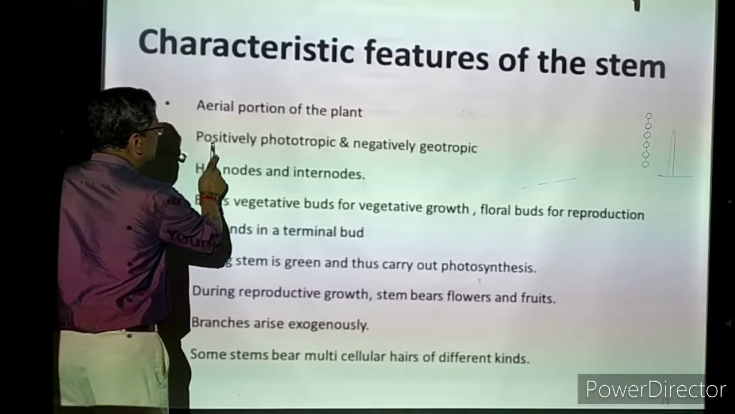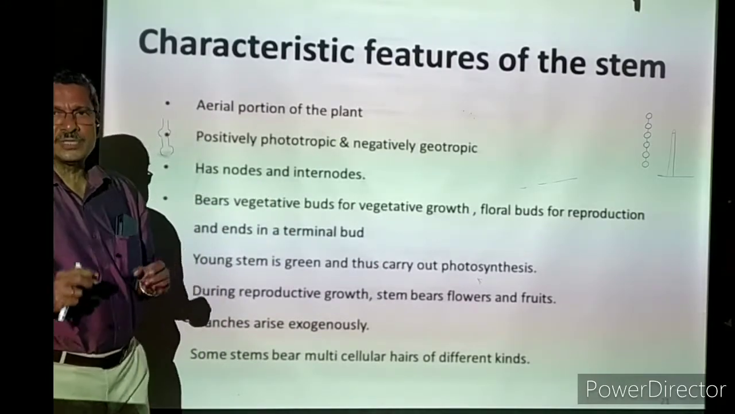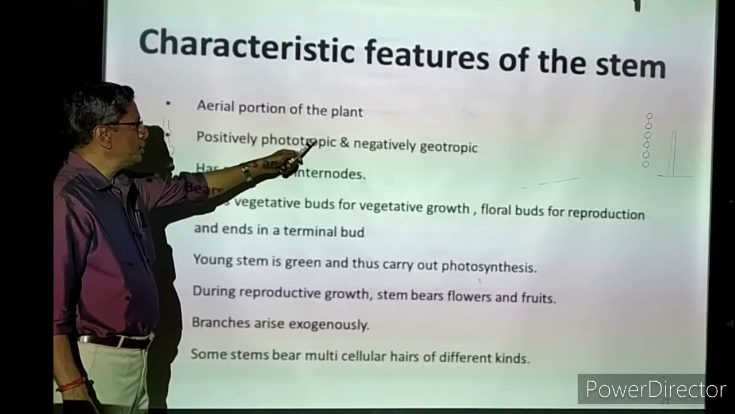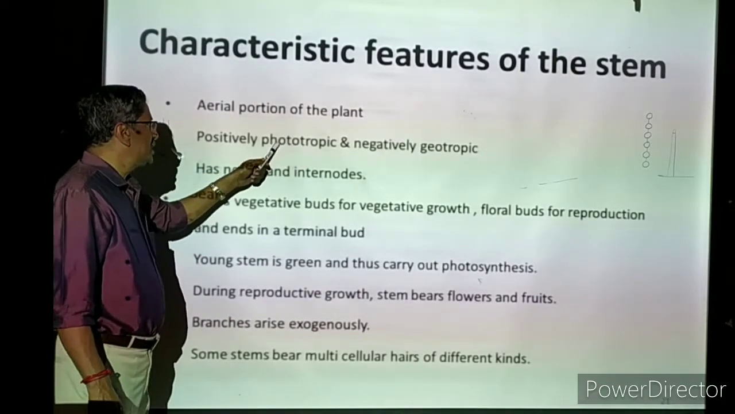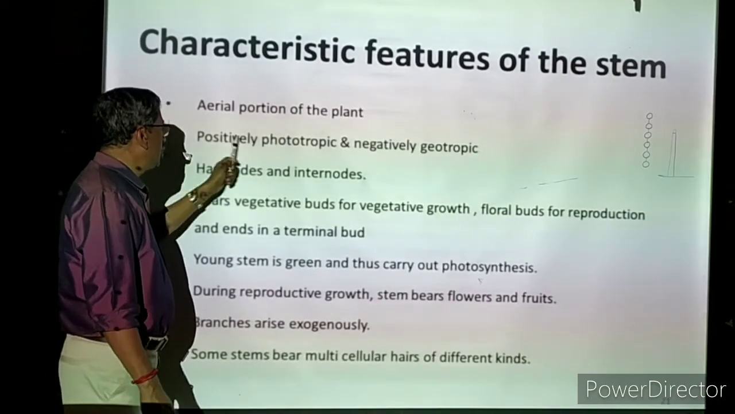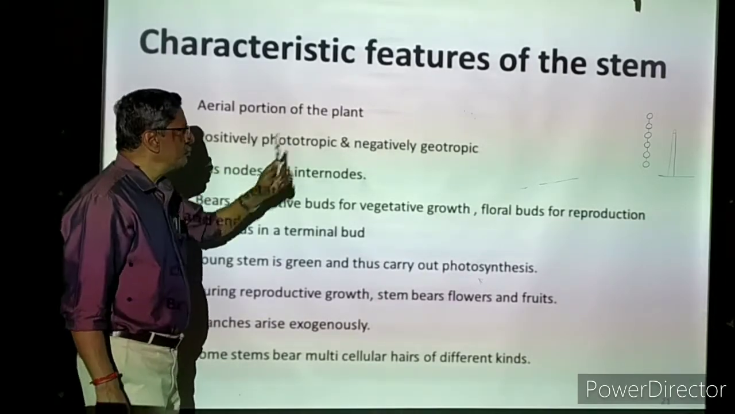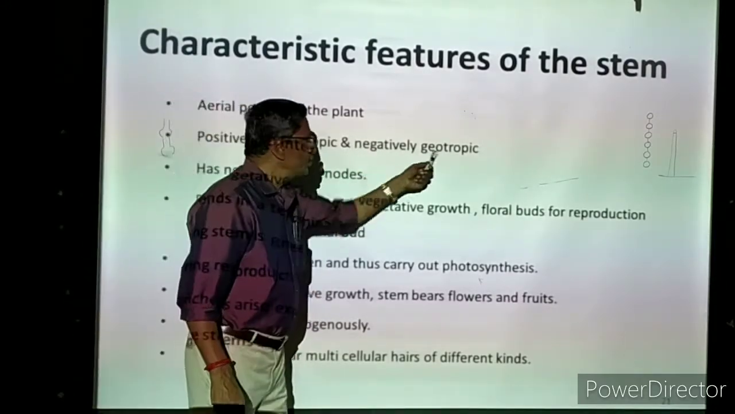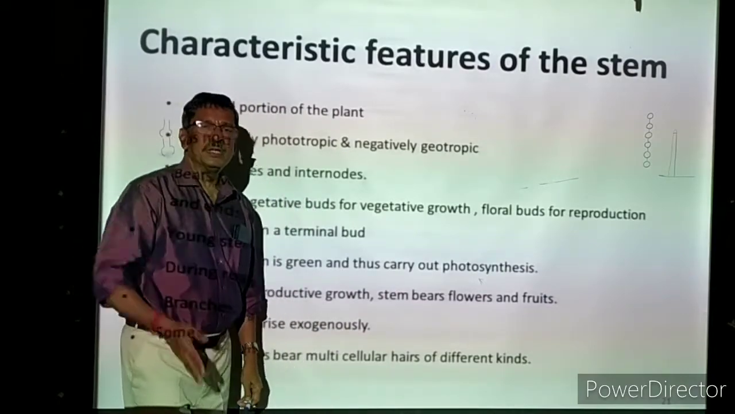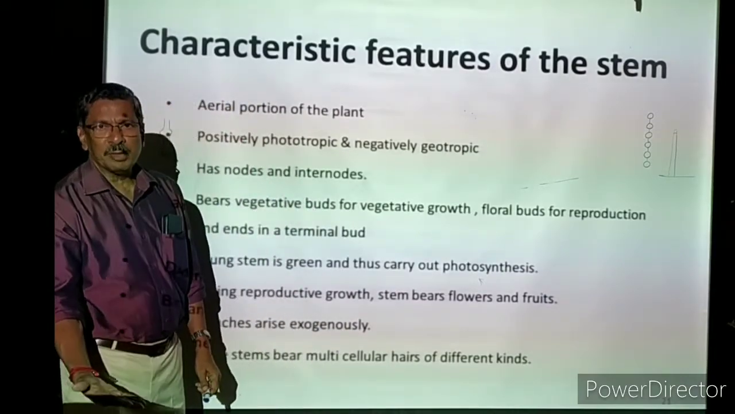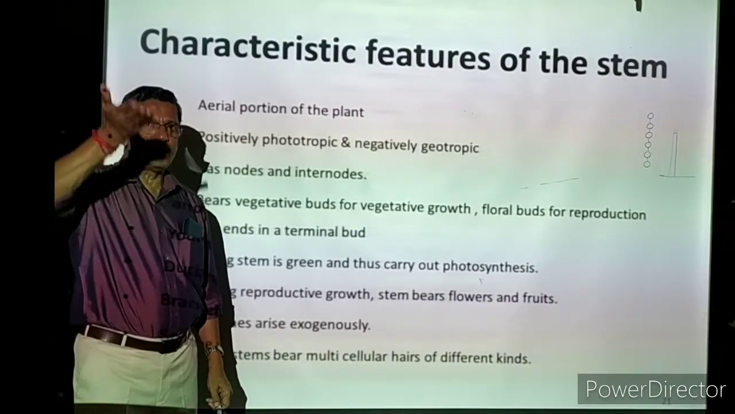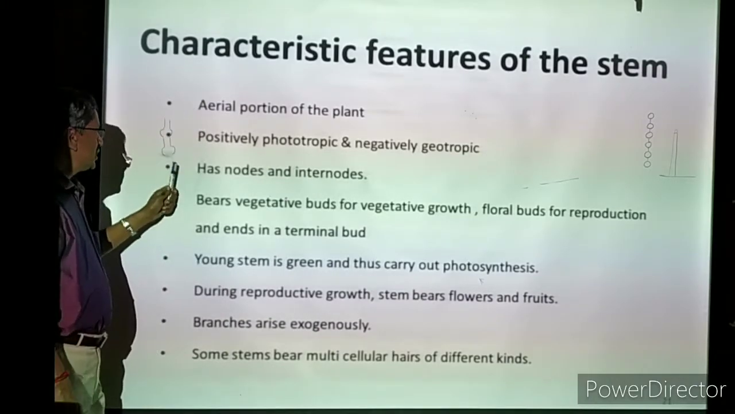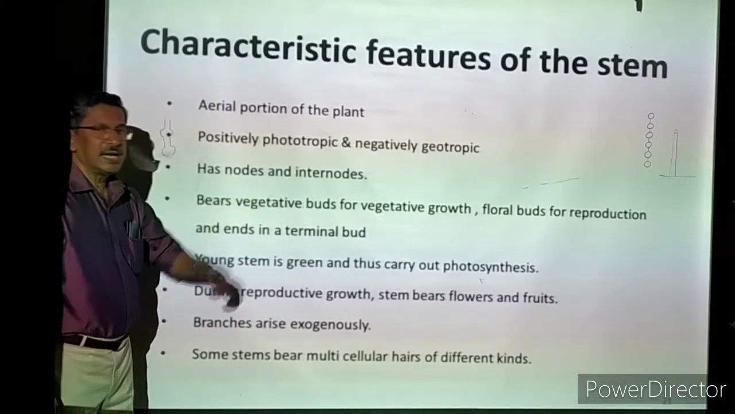The second one is positively phototropic. That means stems always grow towards sunlight. Photo means sunlight, and tropic means sensitivity towards the sunlight. So they grow towards the sunlight. Positively phototropic. Negatively geotropic means they grow away from geo. Geo means soil. They grow away from the soil. That means the bottom of the stem will be present, but the tip of the stem grows higher and higher. That is negatively geotropic. The shoot, that is the stem, has nodes and internodes.